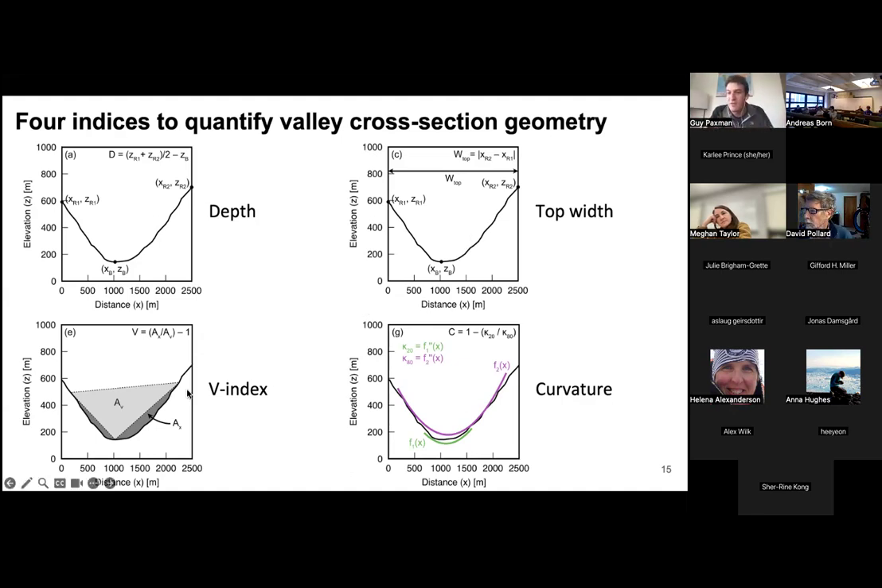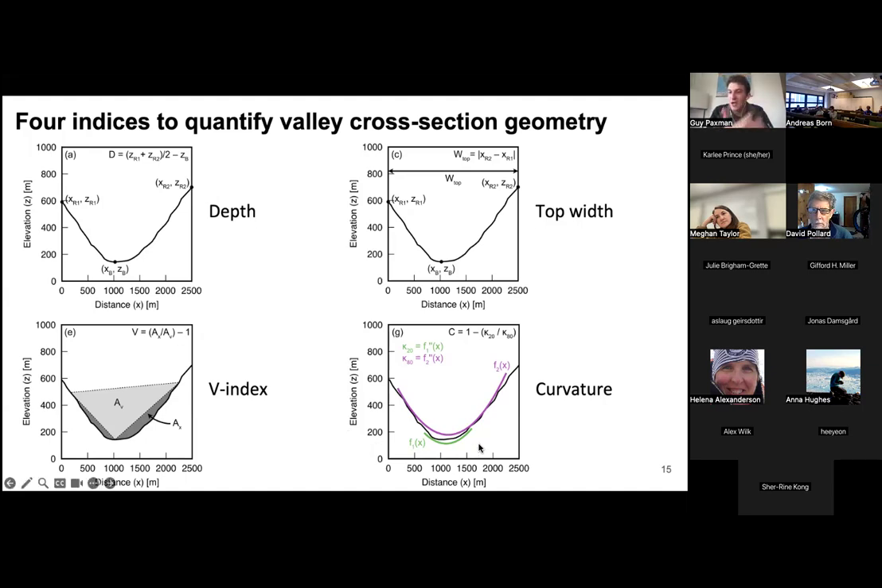Then this thing called the V index, which is essentially just a measure of the cross-sectional area of the valley and how it compares to an idealized V shape, if you see what I mean. So the more the valley profile deviates from a V shape, the higher its cross-sectional area will become, and therefore the higher this V index will become.